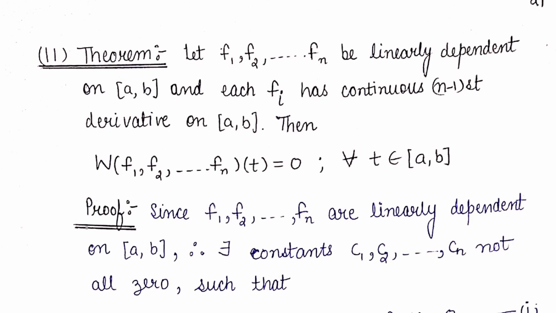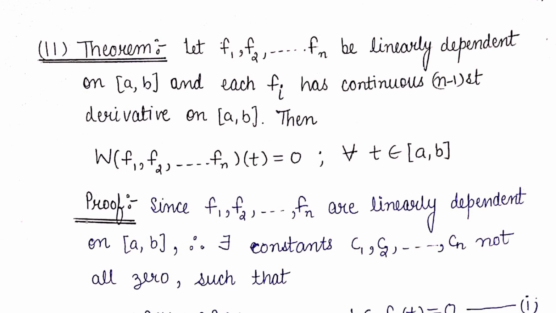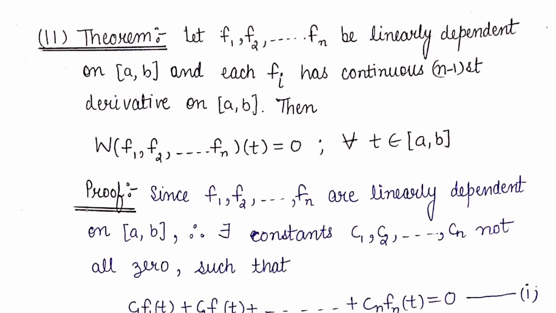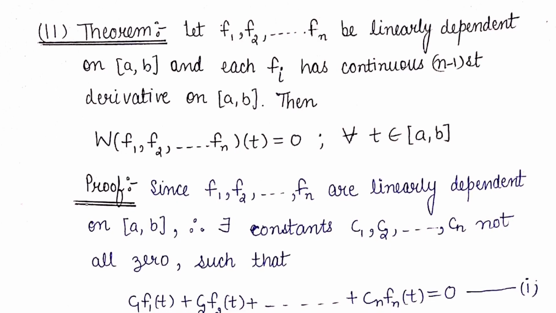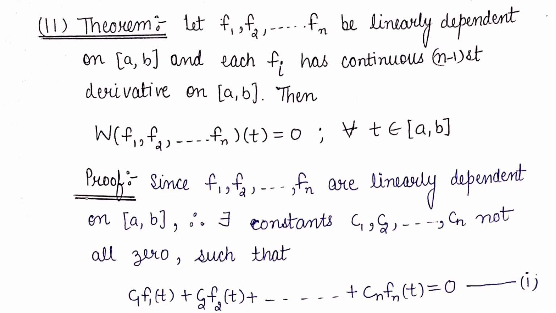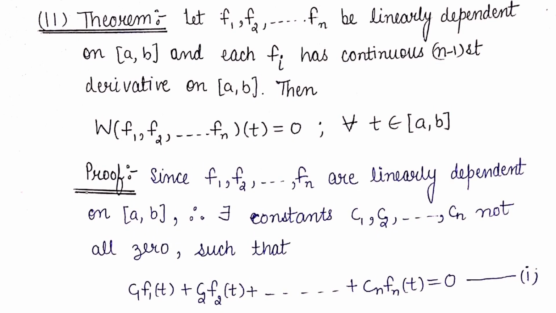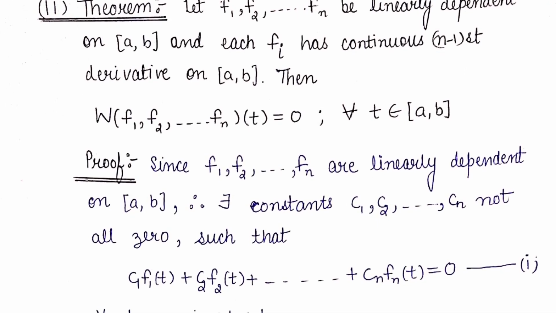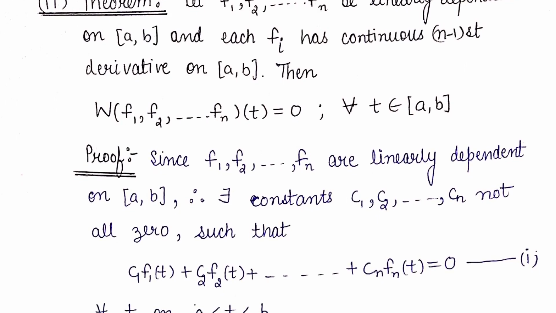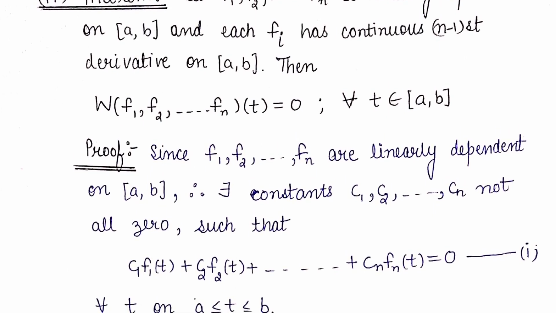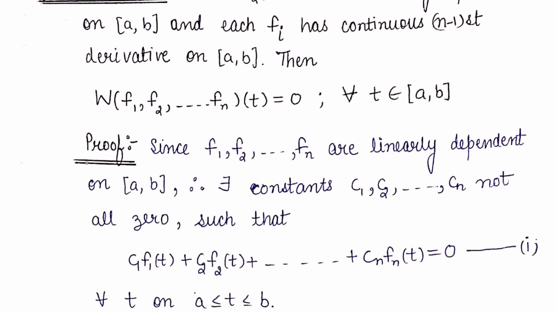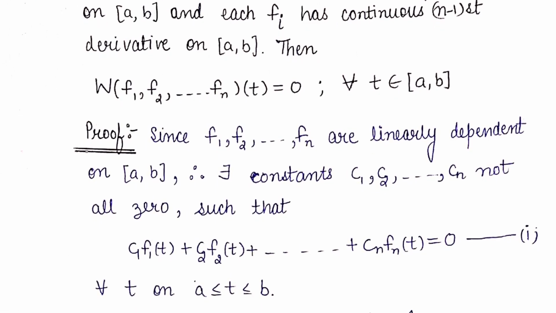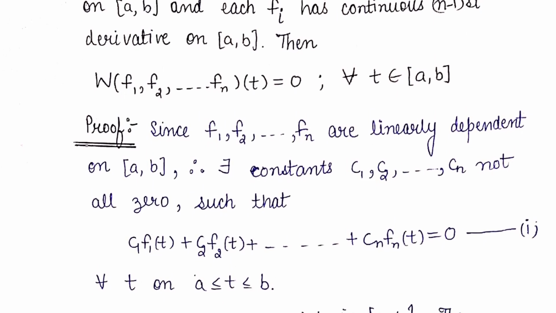In our next theorem, we will prove that if the n functions f1, f2, fn are linearly dependent on the closed interval ab, and in addition to that, each of the functions fi has continuous n minus first derivative on the closed interval ab, then Wronskian of these n functions is 0 for all t in ab. So this theorem gives us the relation between the linear dependence and the Wronskian of n functions. So let's start the proof.